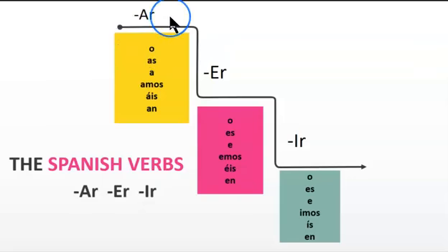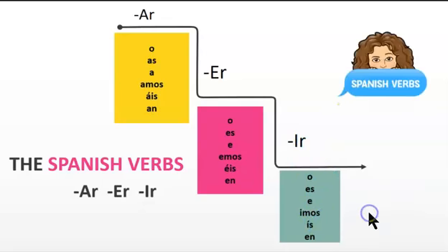For the verbs AR that we studied before, we have o, as, a, amos, áis, an. For the verbs ER, we have o, es, e, emos, éis, en. And for the verbs that end in IR, we have o, es, e, imos, ís, en.